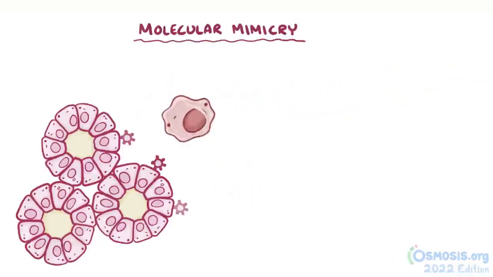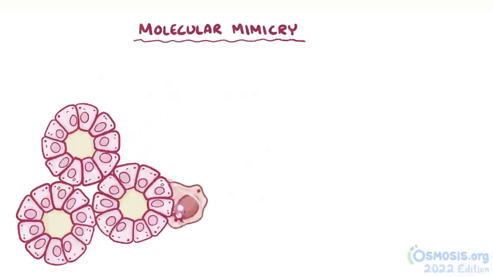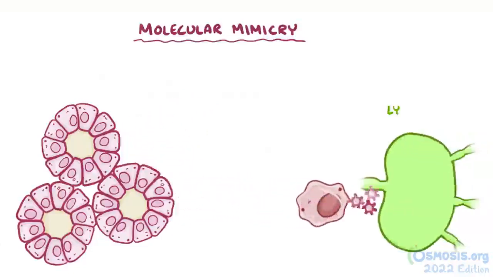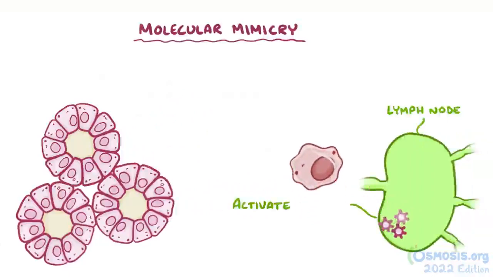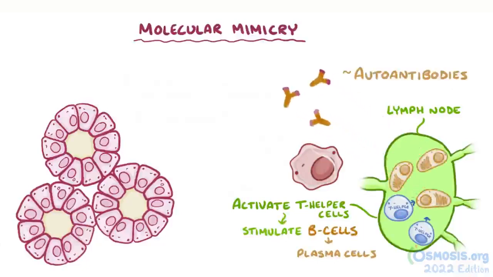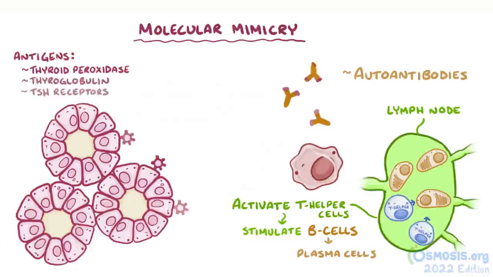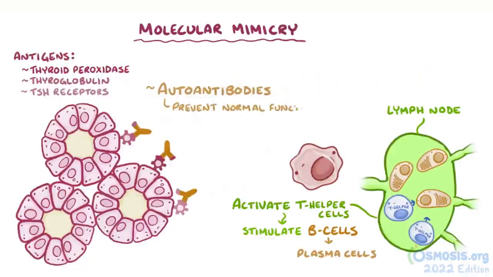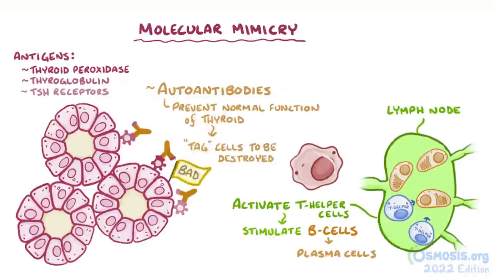When it happens, the autoantigens, in this case from the thyroid cells, get picked up by antigen-presenting cells and delivered to a nearby lymph node, activating CD4 positive T helper cells. T helper cells stimulate the B cells in the lymph node to start proliferating and differentiate into plasma cells, which are able to produce specific autoantibodies against these autoantigens, like thyroid peroxidase, thyroglobulin, and TSH receptors. These autoantibodies bind to and block those targets, preventing normal function of the thyroid. In addition, they act like a tag on the follicular cells that have these autoantigens, so that they can be targeted and destroyed by natural killer cells.